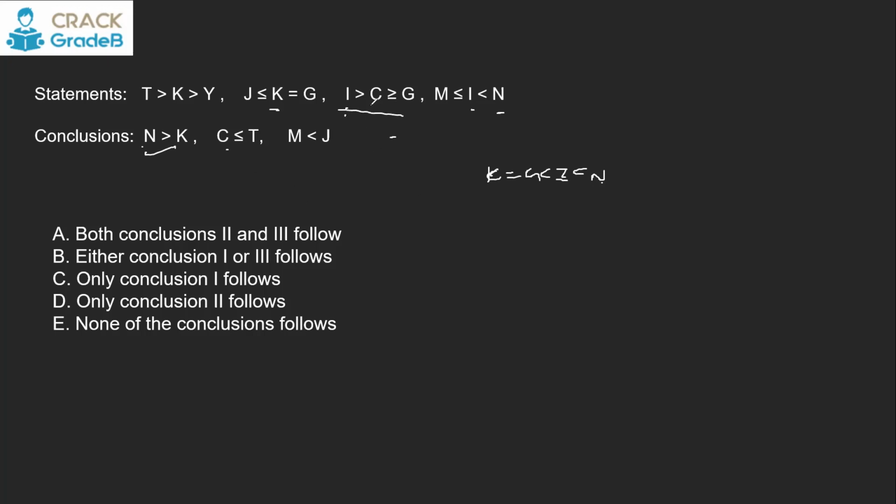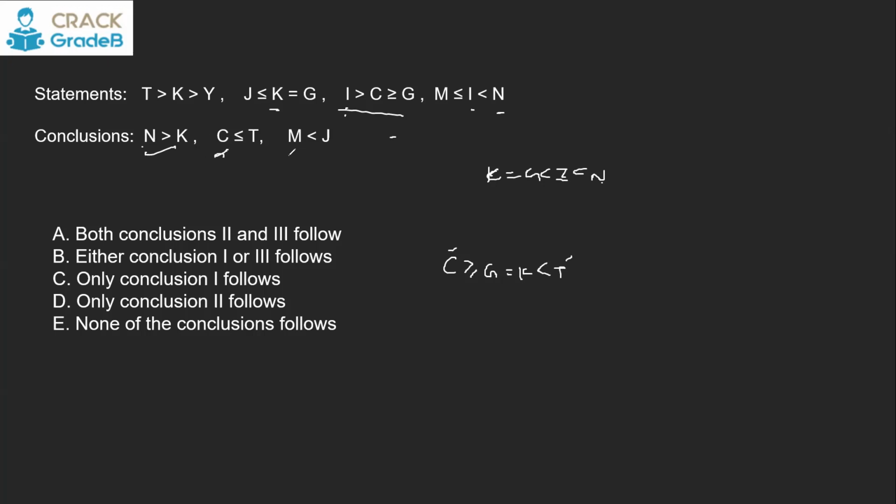C and T. Between these two, the common is G. C will be greater than equal to G. G is greater than equal to J. Or G is equal to K. And K is less than T. So there is a contradiction between C and T. So we say no, this is not the correct relation.